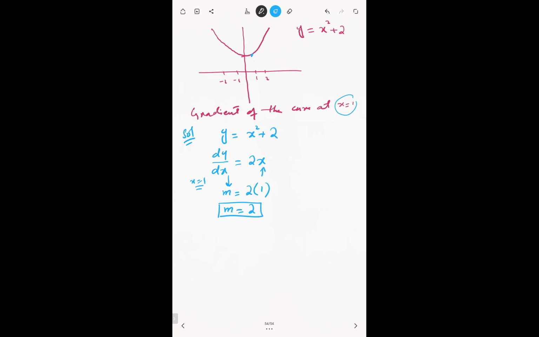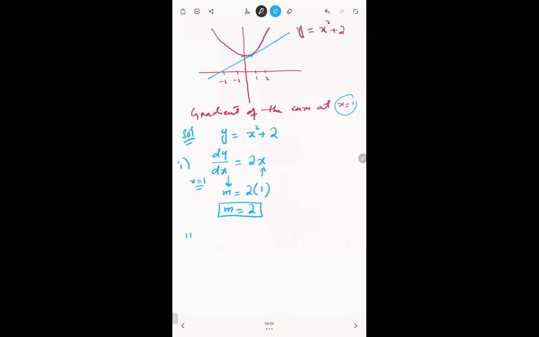Remember, if we draw the tangent at x is equal to 1, see this tangent, the gradient of the tangent at x is equal to 1 will also be 2. That's why I told you this is a gradient function. This gives you the gradient of the curve at x is equal to 1. Or you can say this dy by dx gives you the gradient of the tangent at x is equal to 1. That was your part 1.